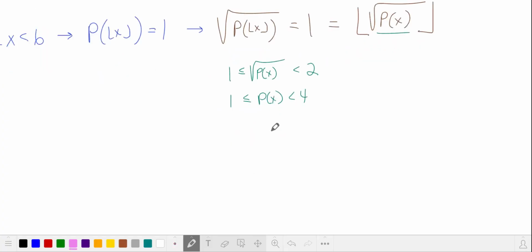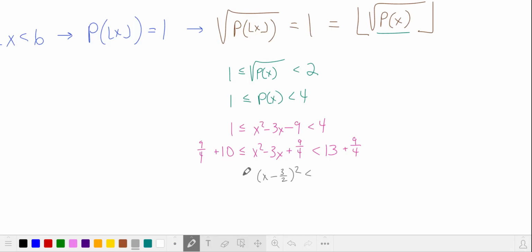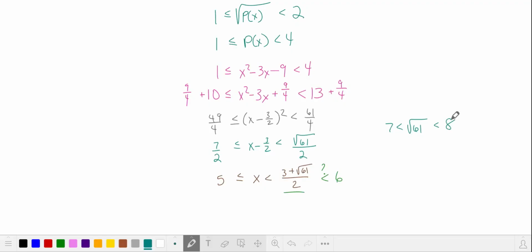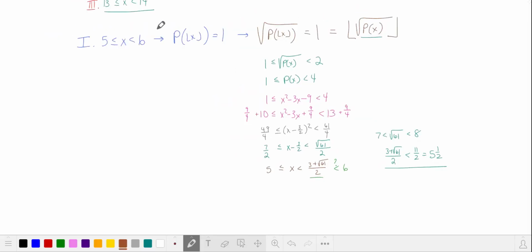We'll substitute for this polynomial, add 9, and complete the square. In the middle, we have the square of x minus 3/2, bounded by 49 over 4 and 61 over 4. And we'll take the square root. We need x to be greater than 5, so we're just looking at the positive square root and adding 3/2. I want to check to make sure this fraction is less than 6. We have root 61 is between 7 and 8, so adding 3 and dividing by 2 makes this less than 5.5. So we're still within the interval of our case 1.